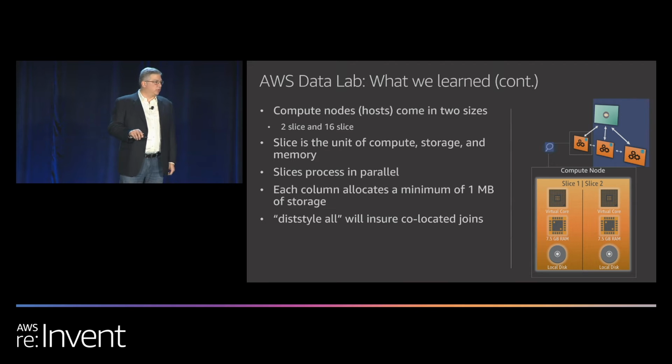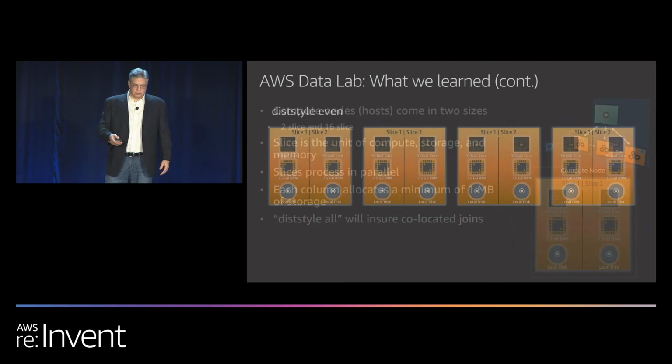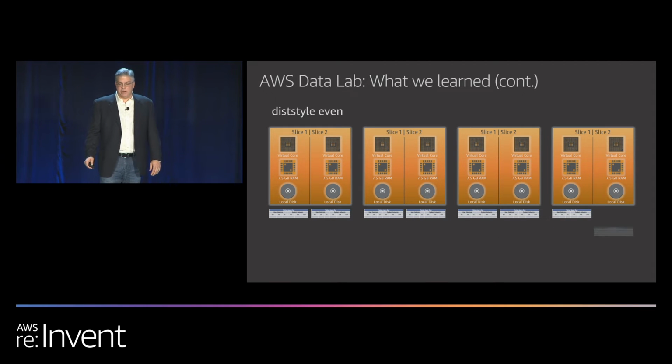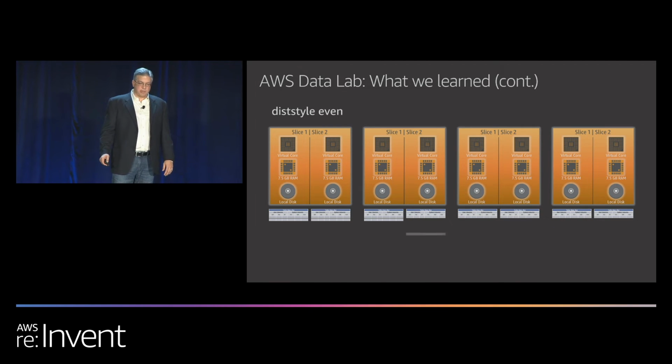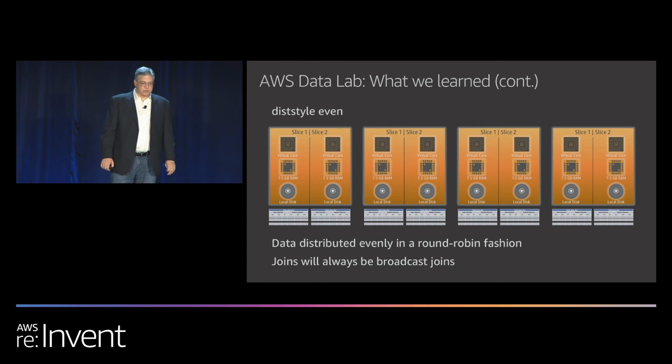DISTSTYLE ALL will ensure co-located joins. There are two types of joins, co-located and broadcast. Broadcast means you're transmitting data across the network. Co-located means everything's happening inside one of these compute nodes. Obviously, co-located is faster. Okay? So with DISTSTYLE EVEN, you're going to be inserting a row in every single node in the cluster in a round-robin fashion. This is really great because it evenly distributes the data and thereby evenly distributes the work.